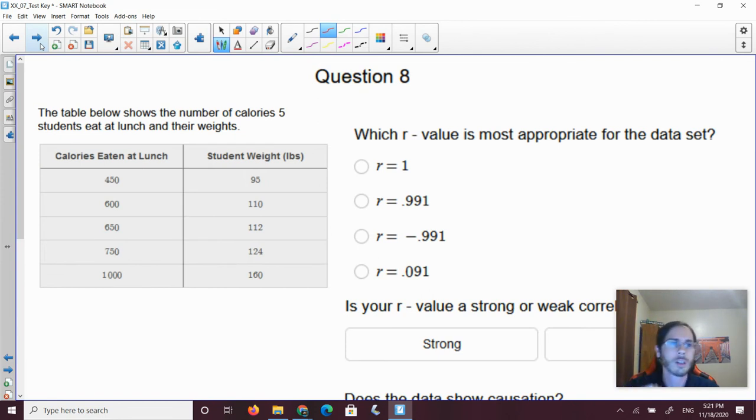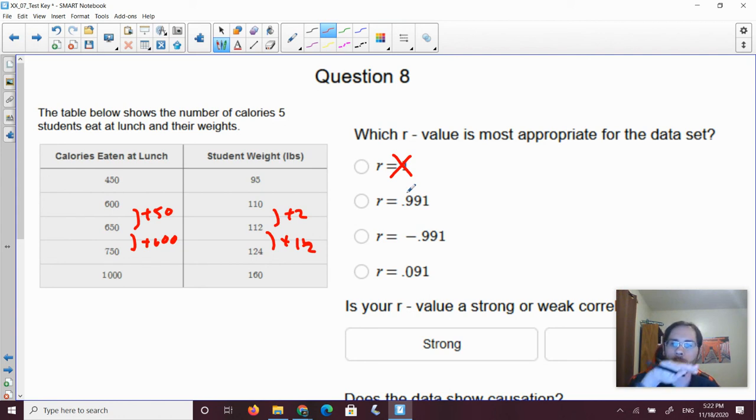So the final question, we're given a table for calories eaten at lunch and student weights. We have to decide which R value is most appropriate. So an R value of 1 means things are perfectly in an arithmetic sequence. But I don't think we are perfectly in an arithmetic sequence because here we go up by 50 and we go up by 2 pounds. Here we go up by 100, so I would expect there to be a 4-pound increase, but there's not. There's a 12-pound increase. So it's not perfect, so we're not going to pick R as 1.